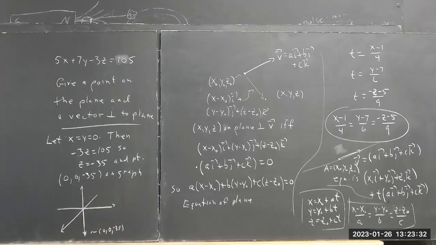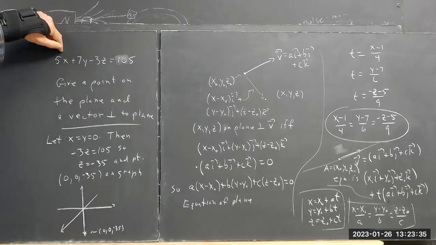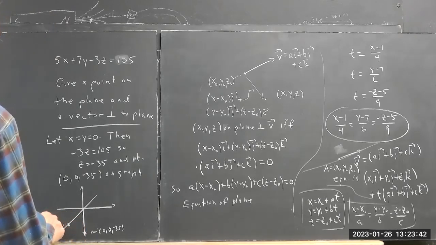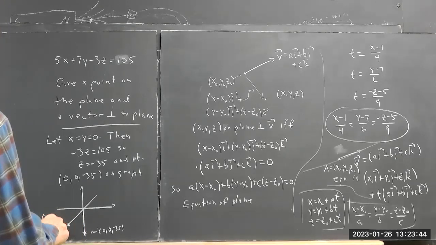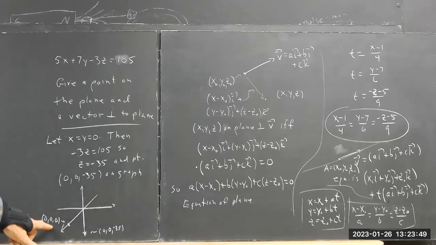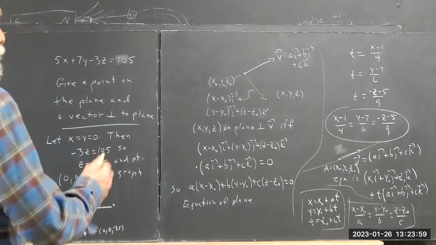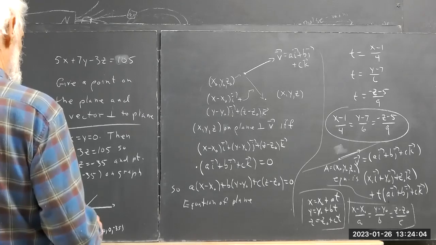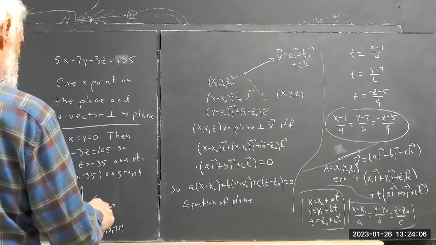Then we can easily get, okay, let Y and Z both be 0, you get X equals 21, right? So we have the point. Now I'm writing that pretty small. Let X and Y equal 0, you get 21, 21, 0, 0. And then let X and Z both be 0. You get Y equals 105 over 7, which is 15.